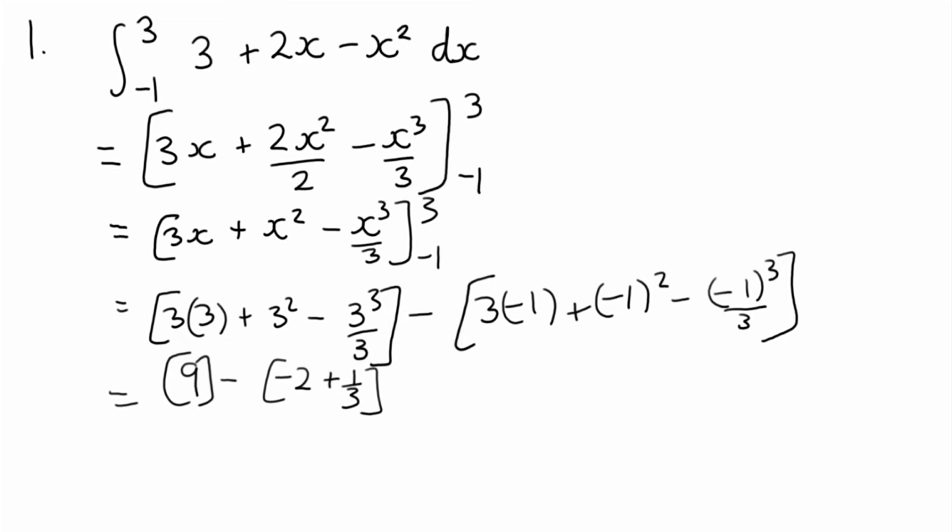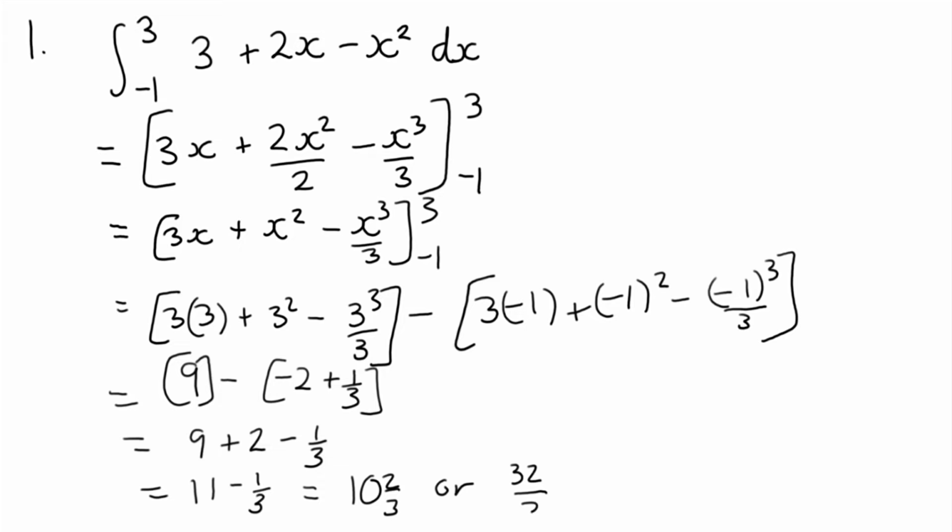Okay, so since the first bracket was a 9, now we'll just get rid of the bracket. So 9 plus 2, take away 1/3, which is 11. Subtract 1/3, which is the same as 10 2/3, or 32 over 3 units squared. So 32 over 3 units squared, or you can leave it as 10 2/3 units squared.